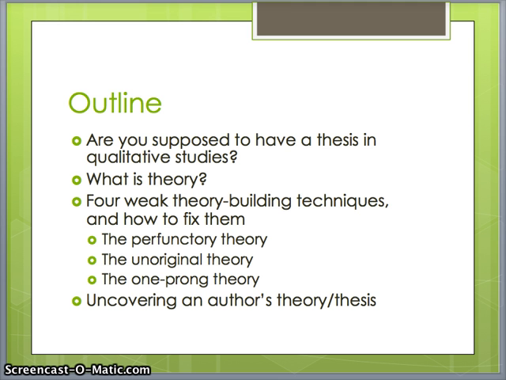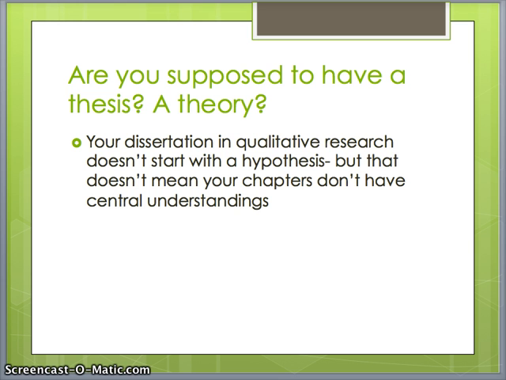So you still need to actually have a point that you're arguing. All right, so the outline for this short lecture is, first, are you supposed to have a thesis at all in a qualitative study? What is a theory or a thesis? And then I'm going to give some examples of weak theory building techniques and how to fix them. It says 4, but it really is only 3 here. I have the perfunctory theory, the unoriginal theory, and the one-prong theory. And I'll give examples of each of those. And then we'll look at uncovering an author's theory or thesis in other literature that you're reading.